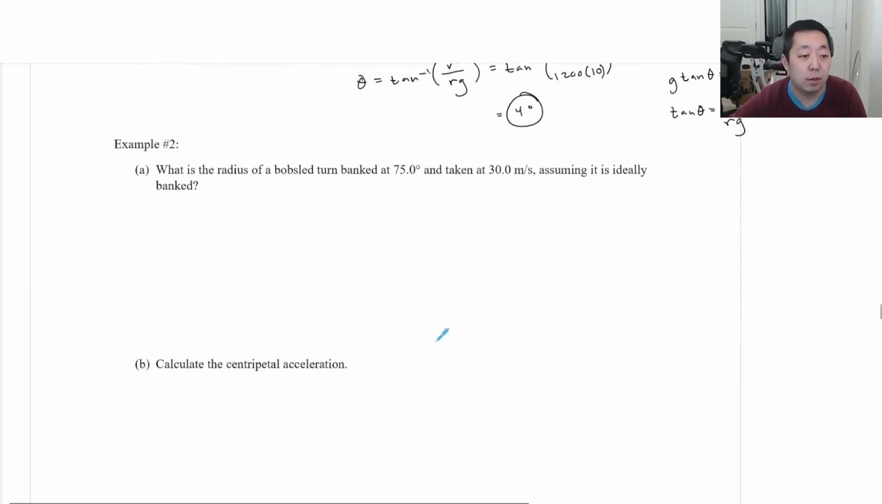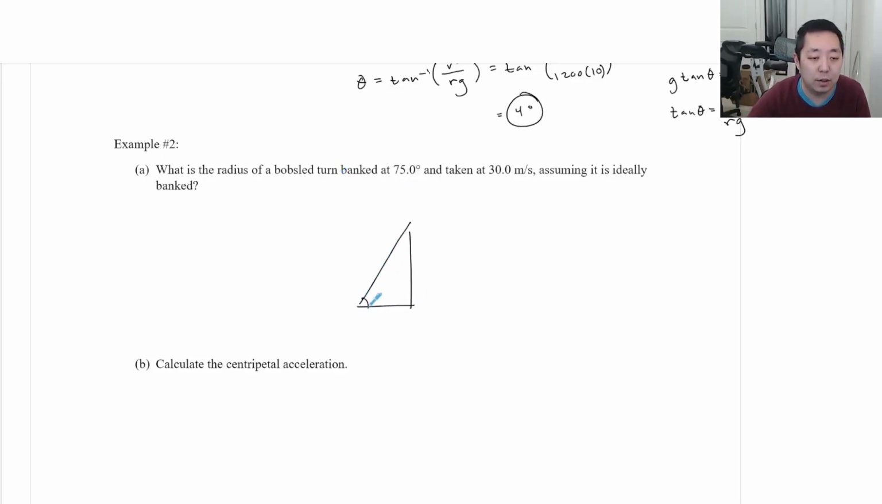Okay, let's do a similar one here. Let's do another example. What is the radius of a bobsled turn banked at 75 degrees, taken at 30 meters per second, assuming it's ideally banked? So what is the radius? It's the same picture, right? I'd like you to know, and I don't want you to memorize equations, right? I want you to understand the process. We already just did this one, so you can redraw the free body diagram.